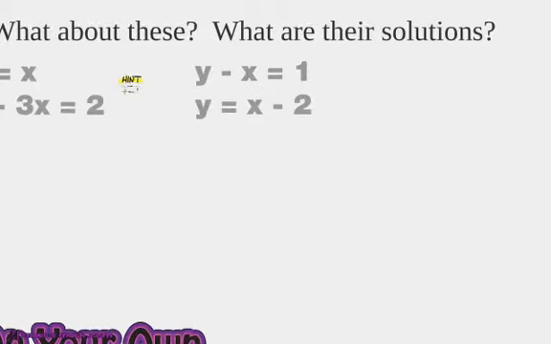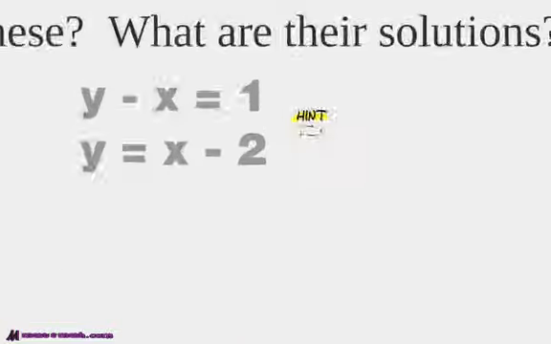If they have the same slope, what about the y-intercepts? This is negative 2, that one's 1. So if they have the same slope and differing y-intercepts, do you remember which one it is? Well, let's solve it and see what happens.